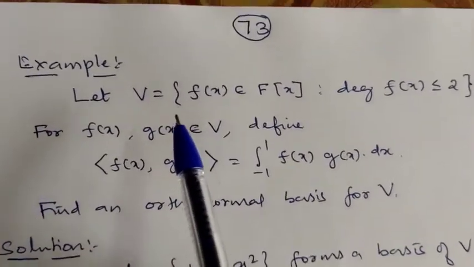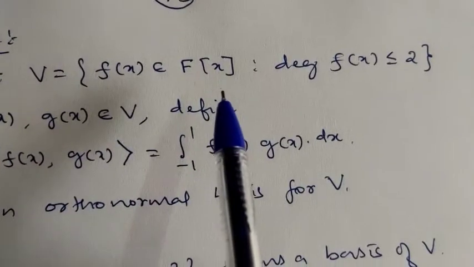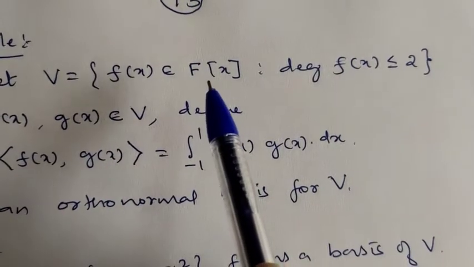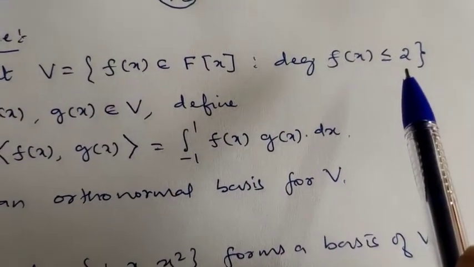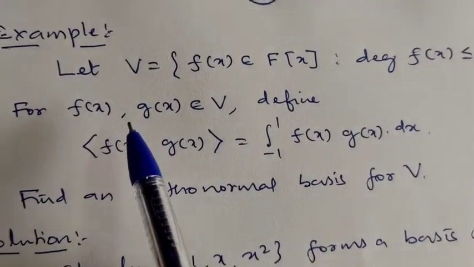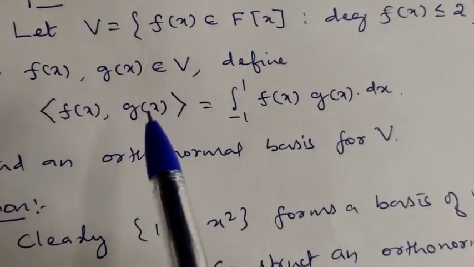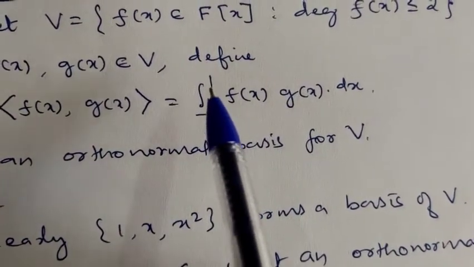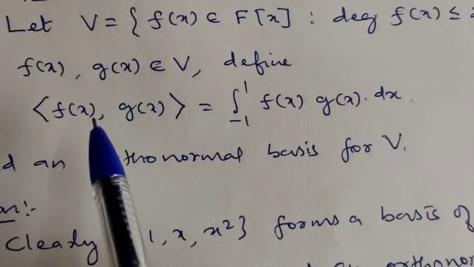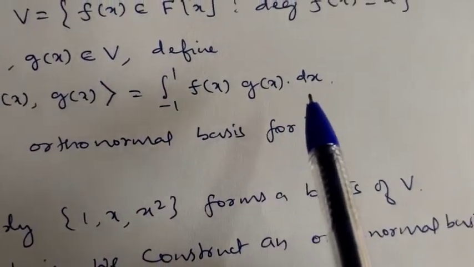So, here I will take V to be the inner product space containing the set of all functions f(x) such that degree of f(x) is less than or equal to 2, which means V contains the set of all polynomials over F of degree less than or equal to 2. Now, for two polynomials f, g belonging to V, we define the inner product of f(x) comma g(x), or f comma g, as integral from -1 to 1 of f(x) into g(x) into dx.